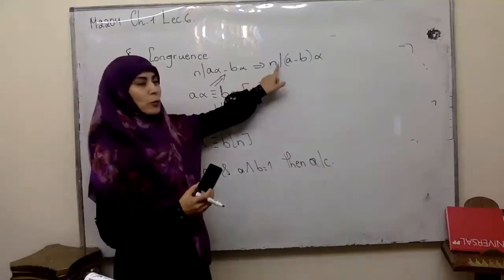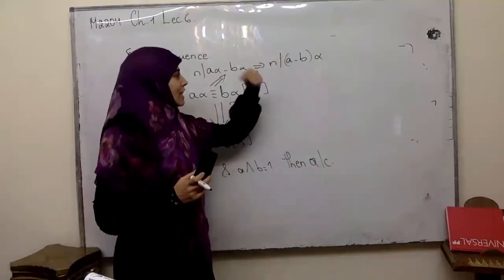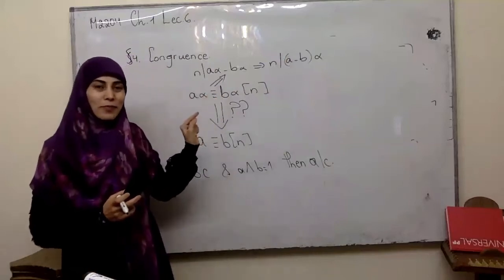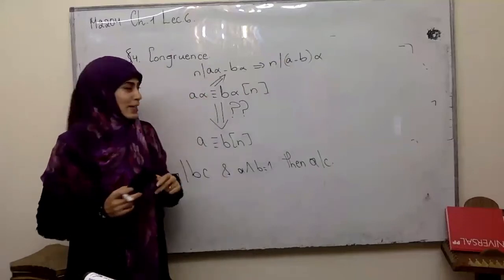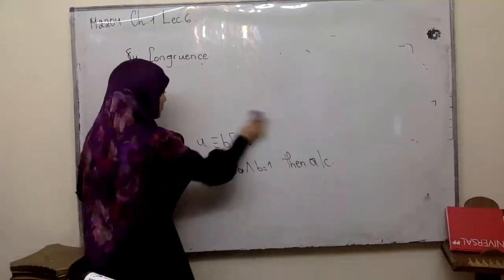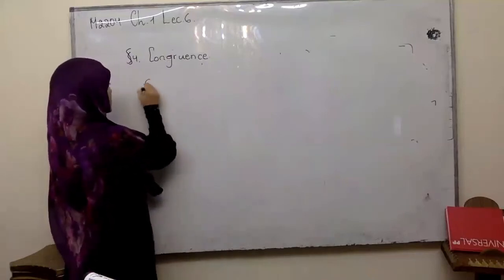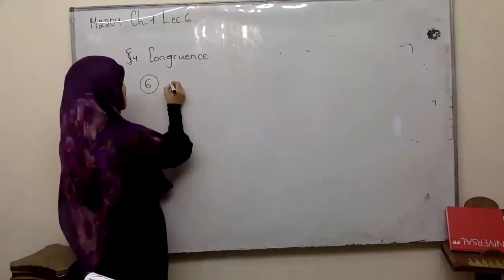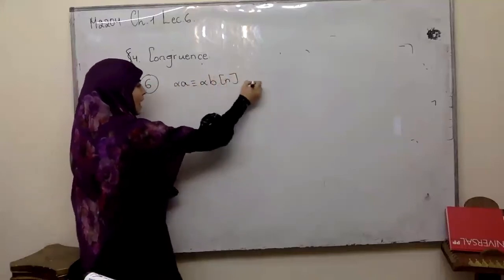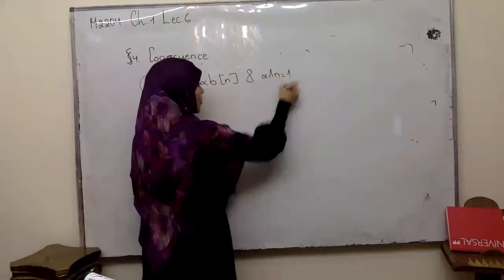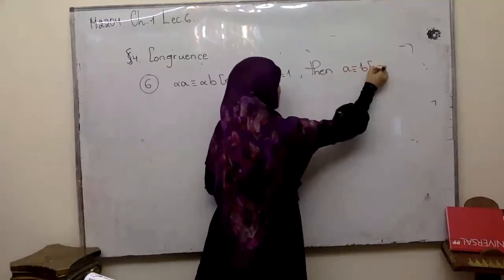So here I want to arrive at N divides A minus B. What condition should be imposed on alpha? If alpha and N are co-prime, I can say that N divides A minus B. So let's write a new proposition, I think its number is 7 or 6, I don't know, sorry, I forgot. If alpha A is congruent to alpha B modulo N and alpha and N are co-prime, then we get that A is congruent to B modulo N.